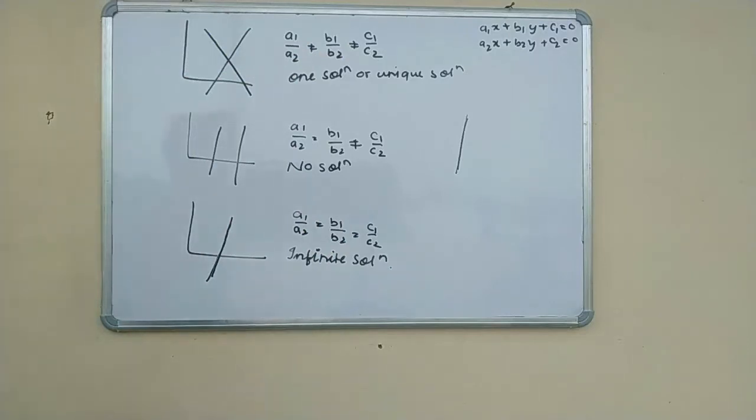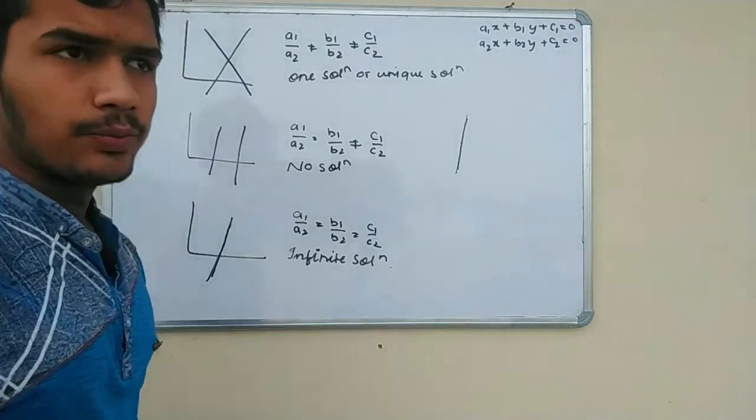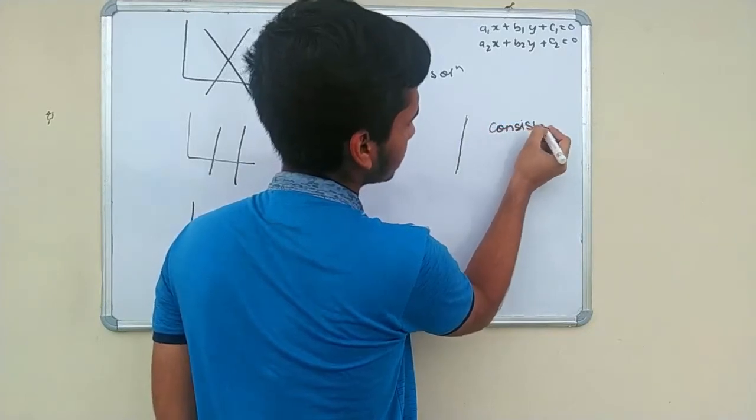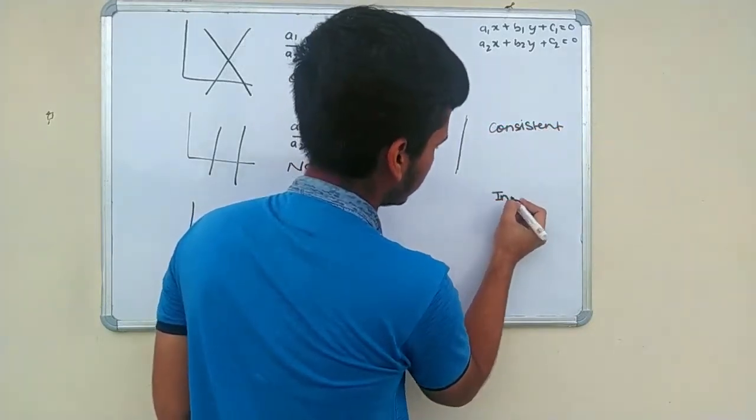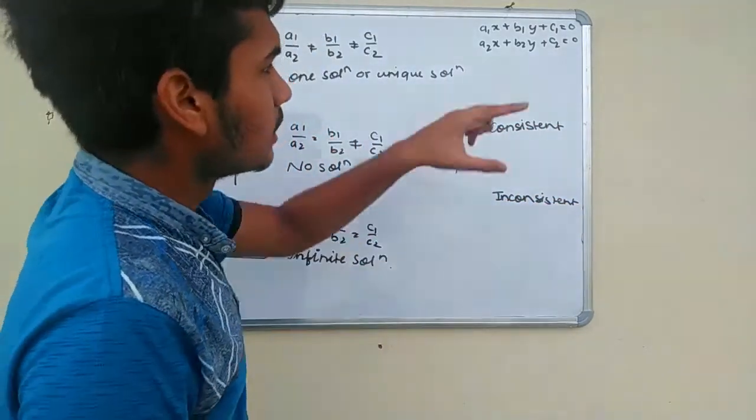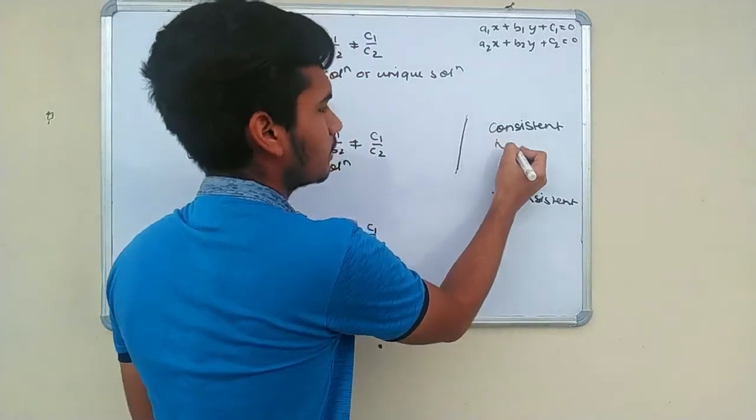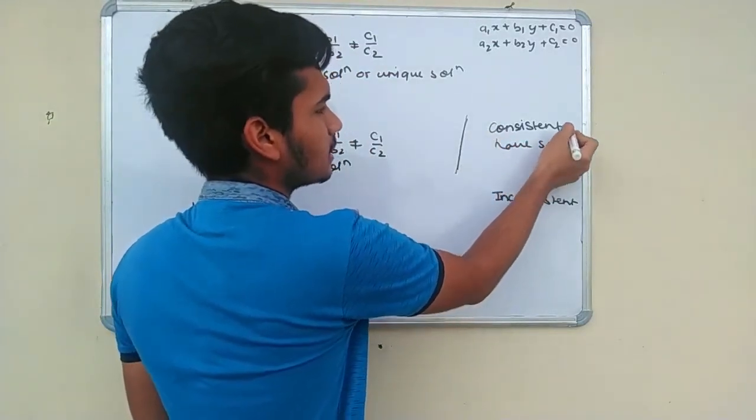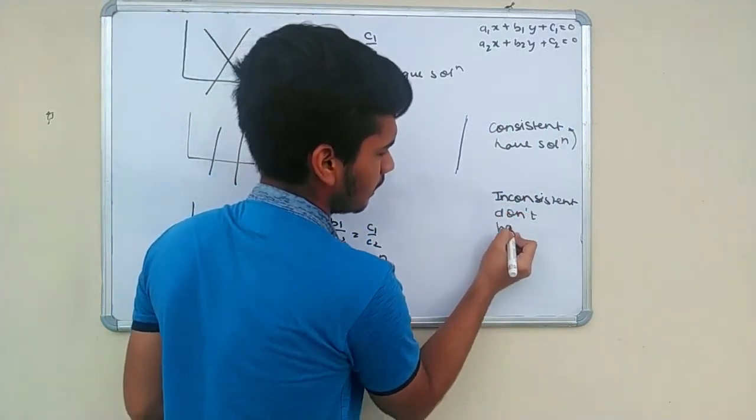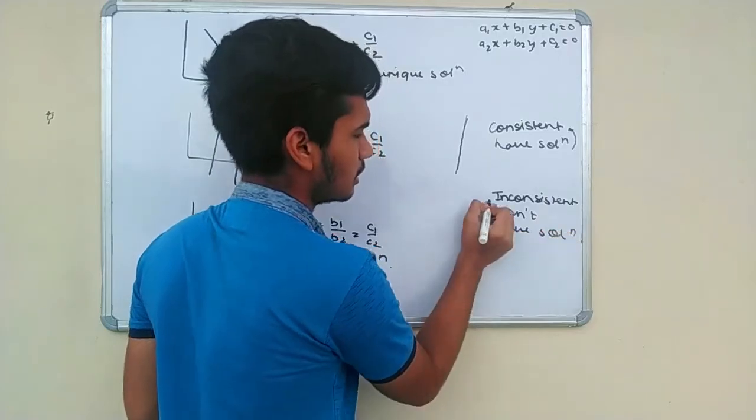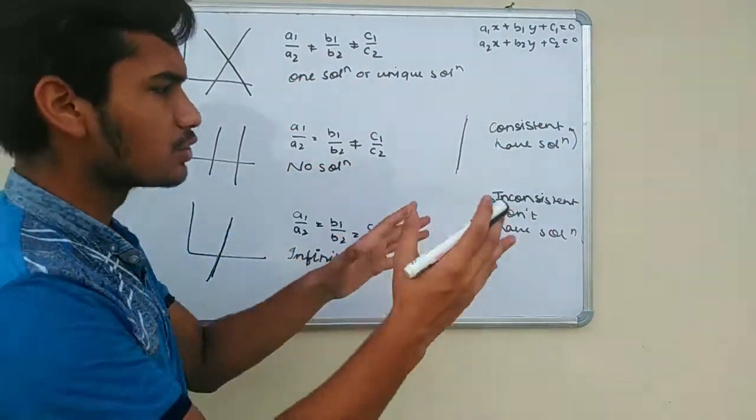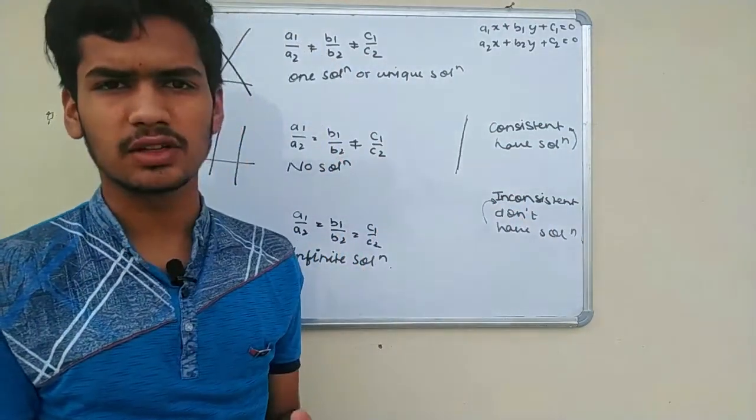Okay, hope you have copied. Now there are two more terms which are called consistent equations and inconsistent equations. The equations which have solution are known as consistent equations, and the equations which don't have solution are known as inconsistent equations.